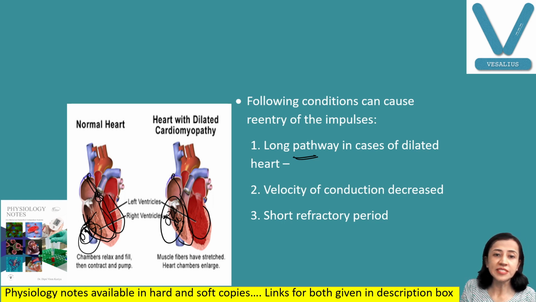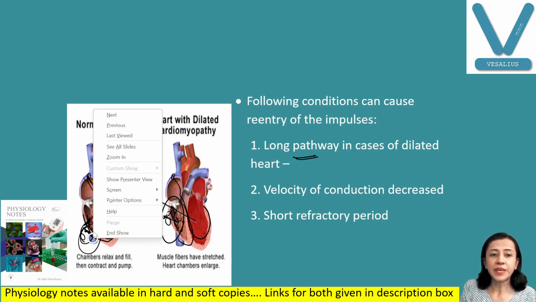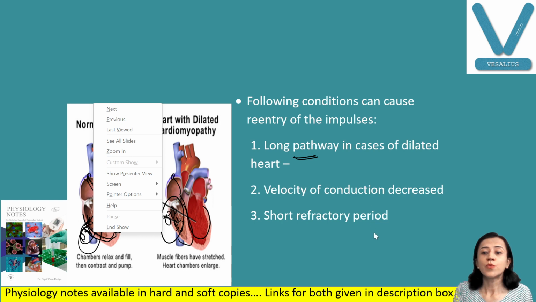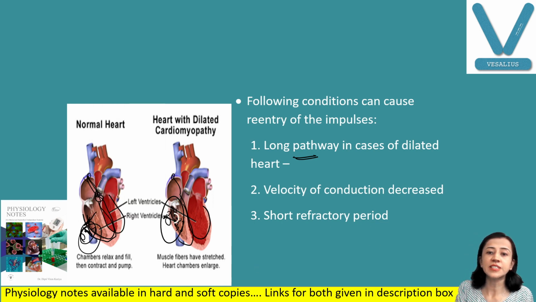Now what happens when the impulse reaches here at 0.22 seconds? At 0.15 seconds, this period is refractory. But when the impulse reaches here at 0.22 seconds, it is not refractory, so it will continuously stimulate the tissue this way. So when the pathway is long in a dilated heart, this results in a re-entry mechanism.